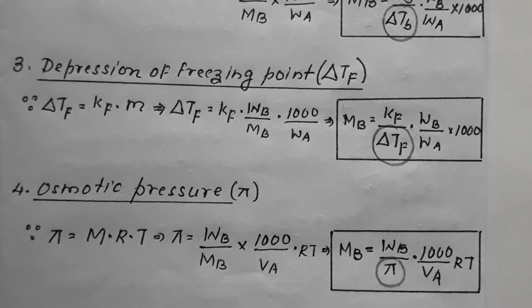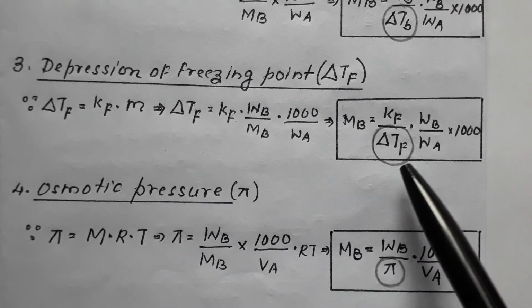But the problem is, if the substance which is used as solute undergoes dissociation or association in the solution, the number of particles in the system is going to change, hence the colligative property is going to change. These are the colligative properties. Now the colligative property is in the denominator.